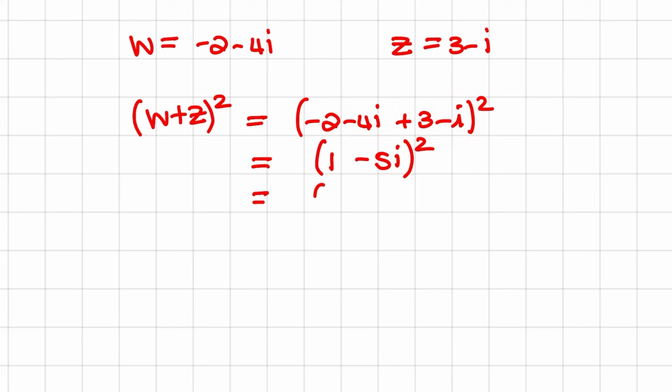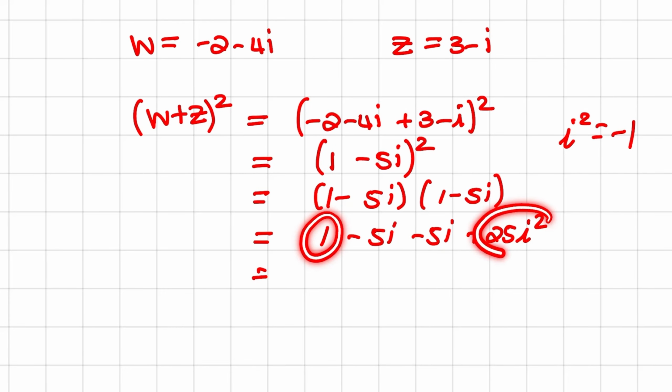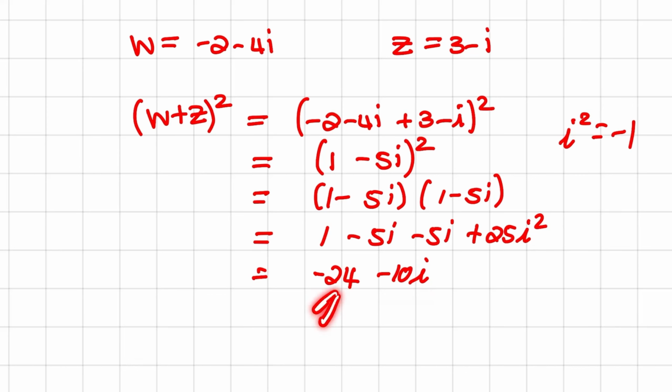Now again, I will expand as I did in my previous 2 examples. So it's 1 minus 5i multiplied with 1 minus 5i. And if I multiply it out, it will be 1 minus 5i minus 5i plus 25i squared, where i squared is equal to negative 1. So it is 1 minus 25, which is equal to negative 24, minus 10i. And as before, we leave our answer like this, with a real part first and our imaginary part second.